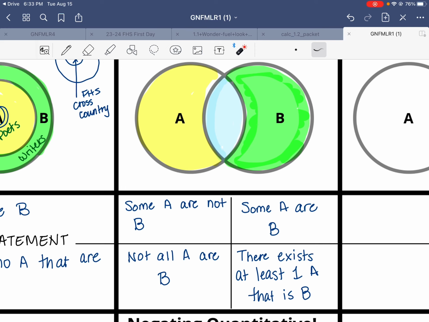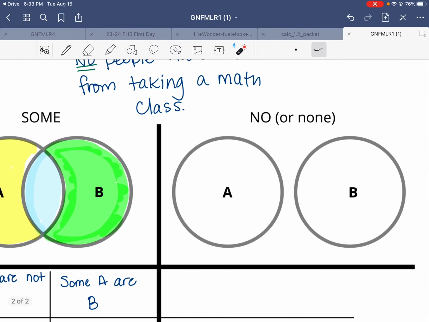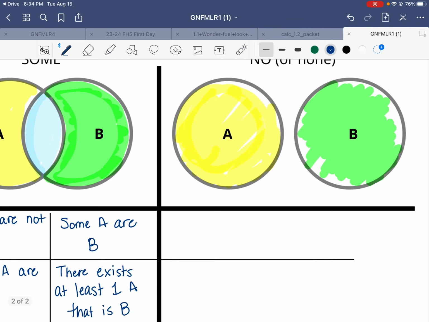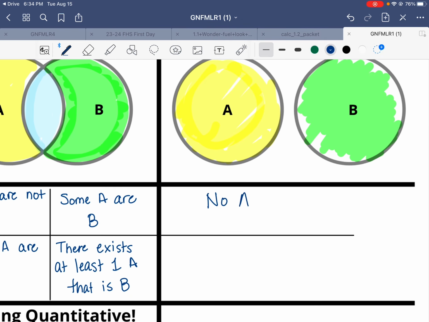All right, one last one. Let's go ahead and take a look at A, none, or no. So we've got A, which is our yellow one again. So we're going to go ahead and color that in. And then we have our group B, and B is this one here, right? So there's none of my A is part of B whatsoever. It's not overlapping. And so that's what I'm going to call it. No A are B. No A are B.